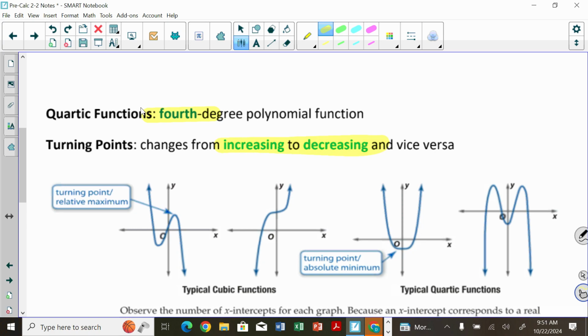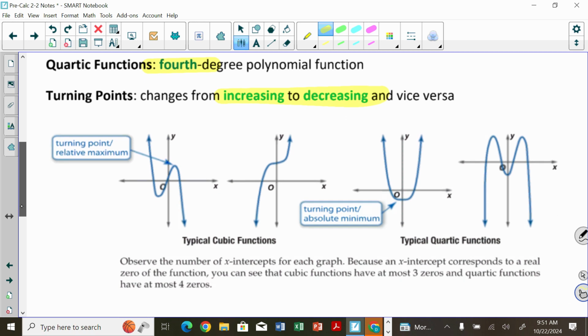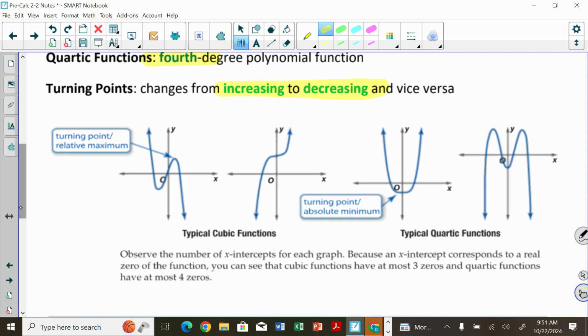So, and here's some graphs to show you a couple different things. They point out the turning point and their relative maximums or minimums, or absolute maximums or minimums. Those are where you see it, okay? Now, cubic functions, we can look and see here on the left-hand side. These first two graphs here are cubic functions. And on the right-hand side, you can see these are some typical quartic functions. Okay, fourth degree polynomials.